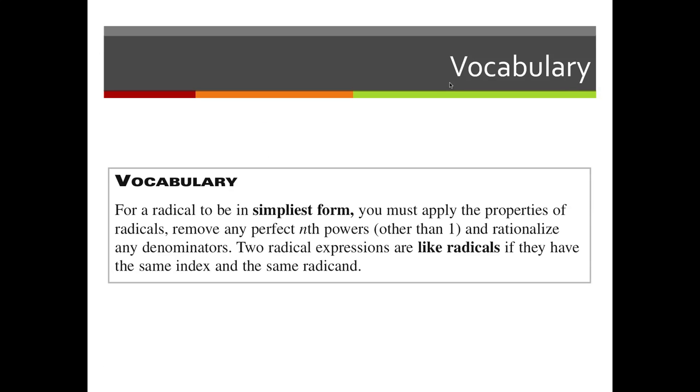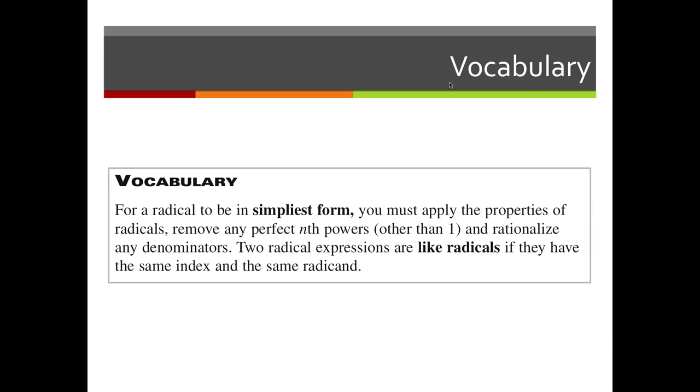Now, I will warn you up front, this is going to be a bit of a long lesson, and there's not going to be any guided practice problems like there are usually in our lessons, because what I mostly want to do is just show you lots of different kinds of problems where you can use our properties in order to simplify or evaluate. So we're going to start here with a little bit of vocabulary so that we understand what it is we're aiming for.